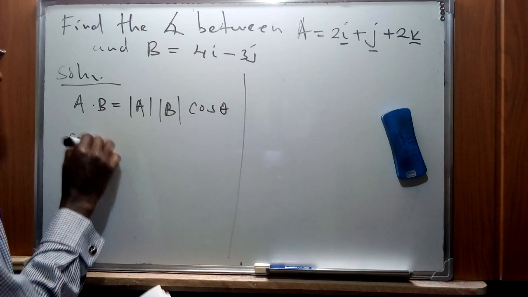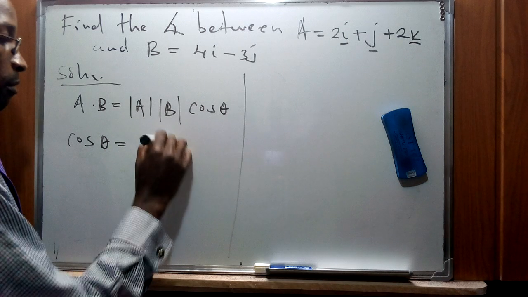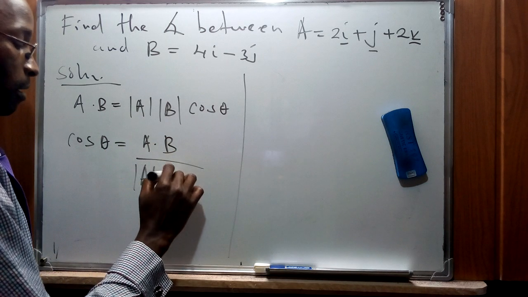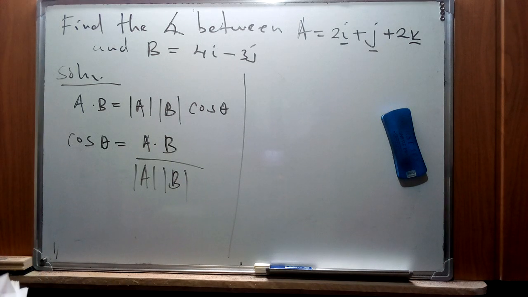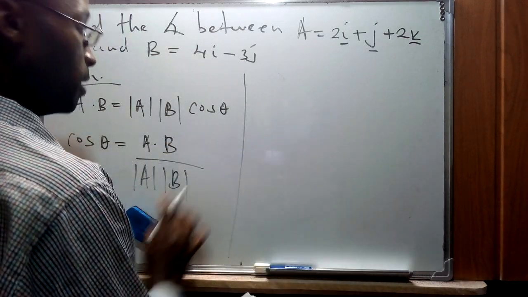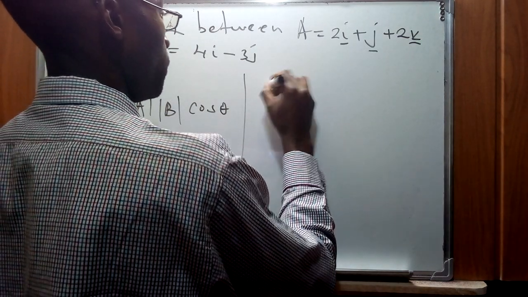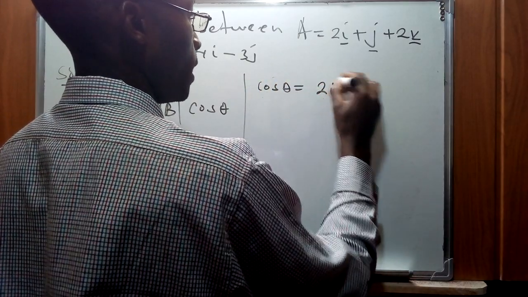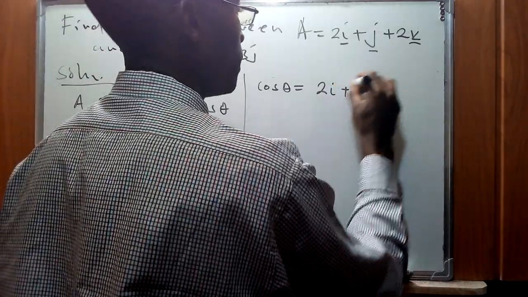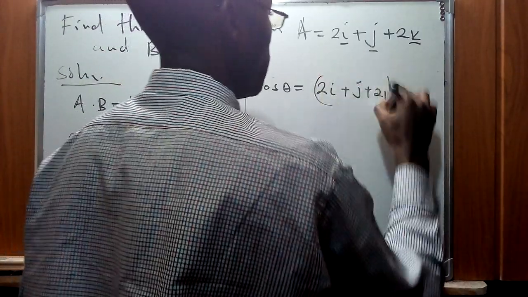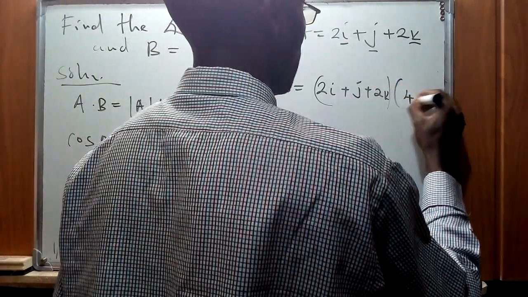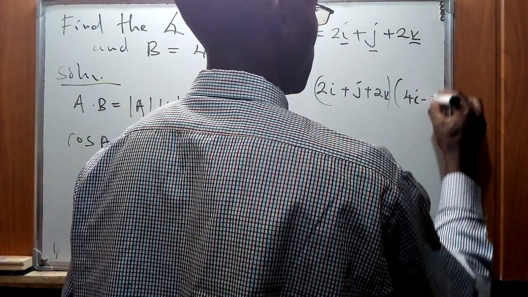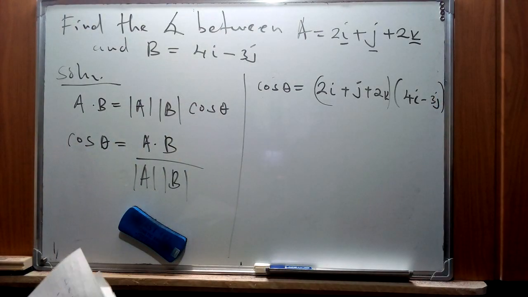So we can make the cosine of theta the subject of this formula, and therefore have the modulus of A times the modulus of B in the denominator. Doing a substitution for this, we have the dot product for those two vectors A and B, where we just multiply the specific components. So the cosine of theta is going to be (2i plus j plus 2k) dot (4i minus 3j). For that one, the k component is going to disappear, as I said.